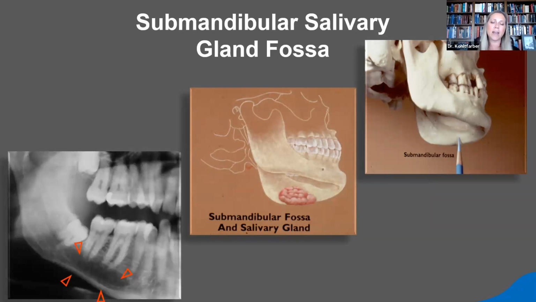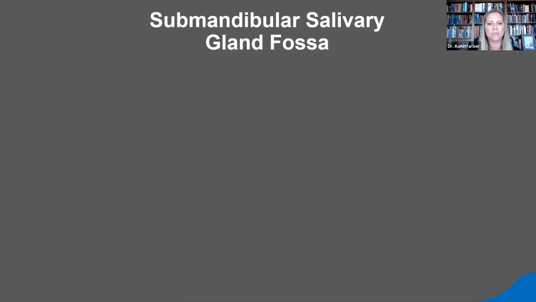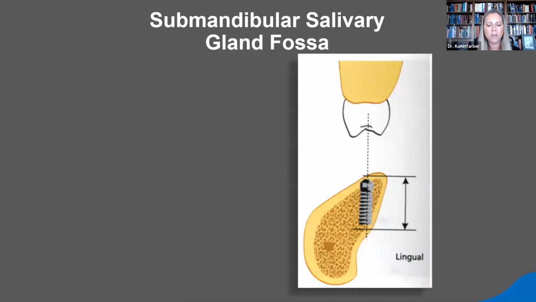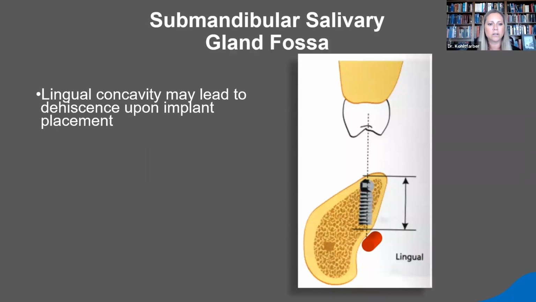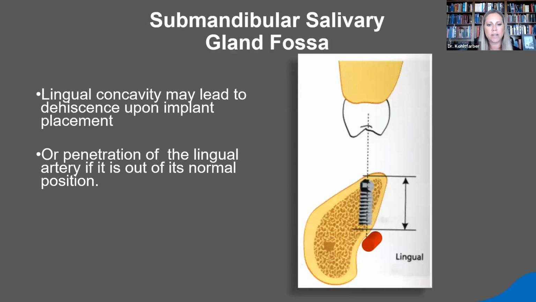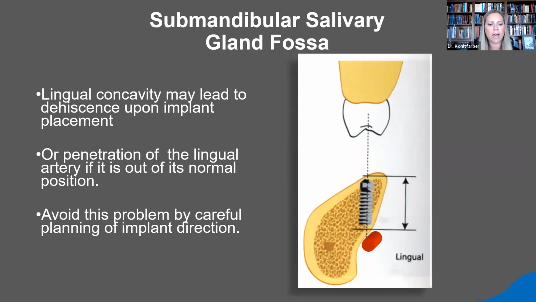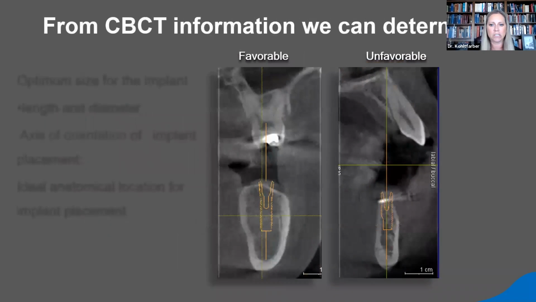But we know there's different anatomical features that make it difficult for us to see things on 2D, such as the submandibular salivary gland fossa. We always want to be careful of that if we're placing an implant. We know that we have our lingual artery coming through there. We don't want to extend through and cause some type of dehiscence. We don't want to penetrate that. It's just best to avoid problems. If you see things in all three planes, you're able to better diagnose and plan for your patient's case.